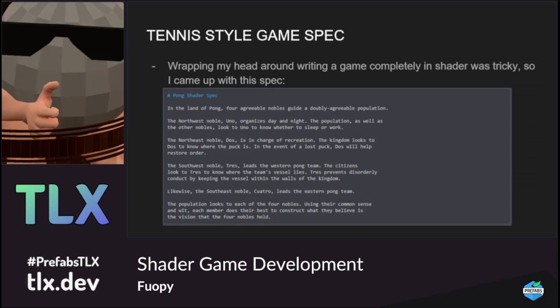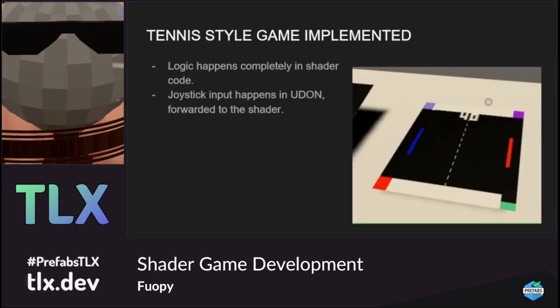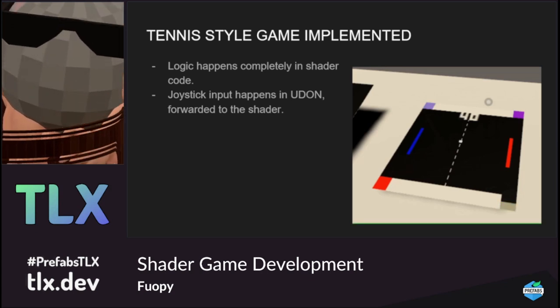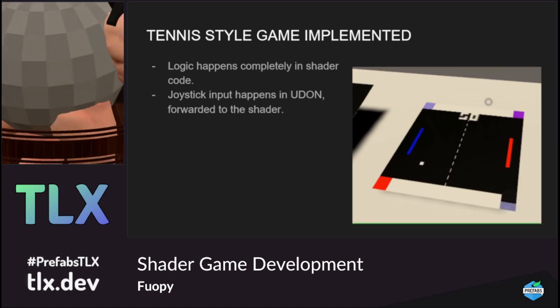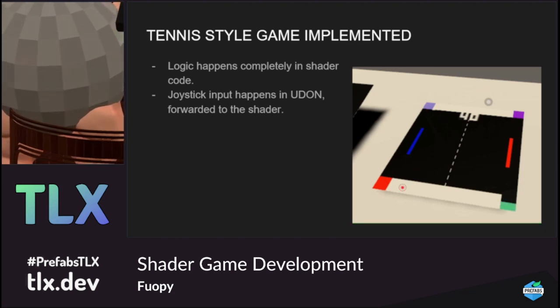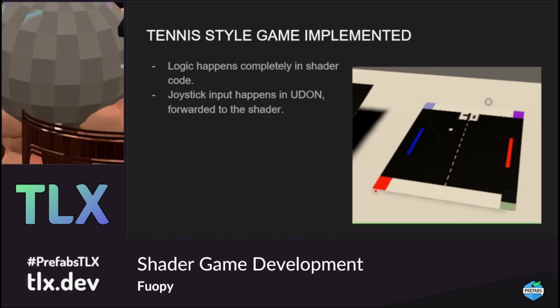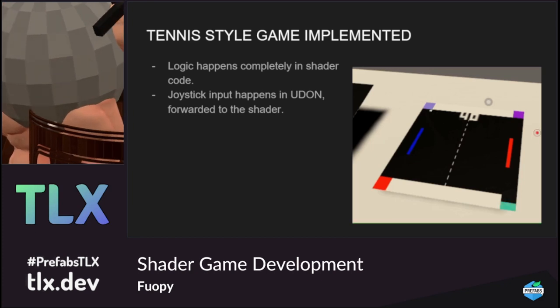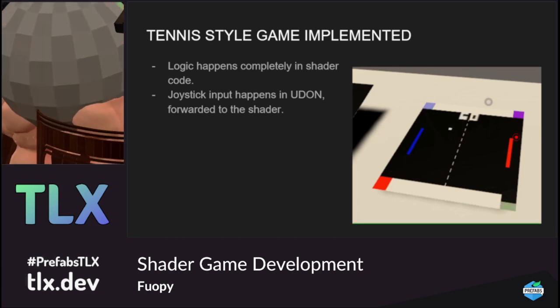And with that, we are going to look at the implementation. So, here is the finished tennis implementation. You have the red paddle on the right, the blue paddle on the left. So there's the nobles, right? There's the noble of night and day. It's red. That means they're going to work and not sleep. And then you have on the top right, the noble of the red team. It's magenta. That means the red petals around the middle.